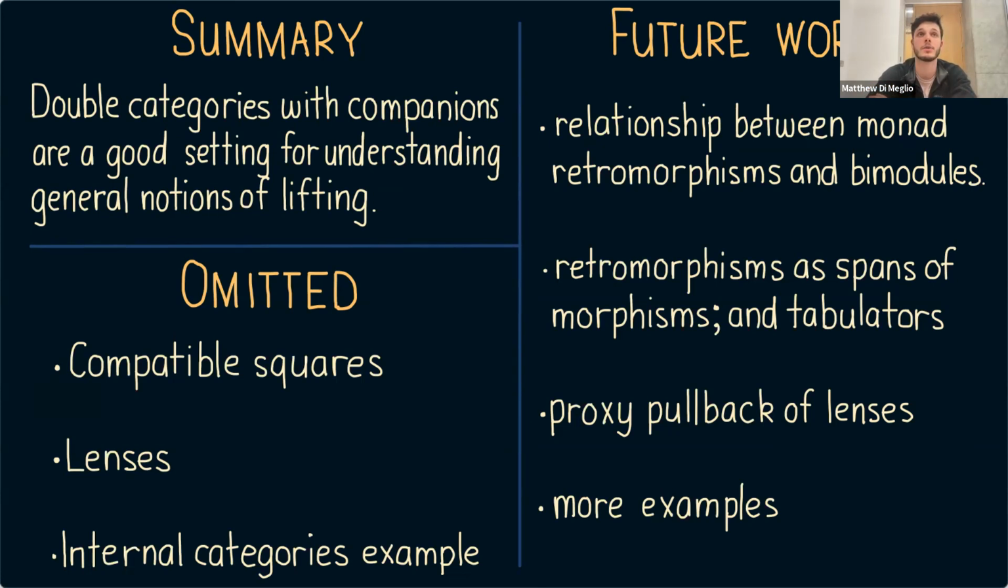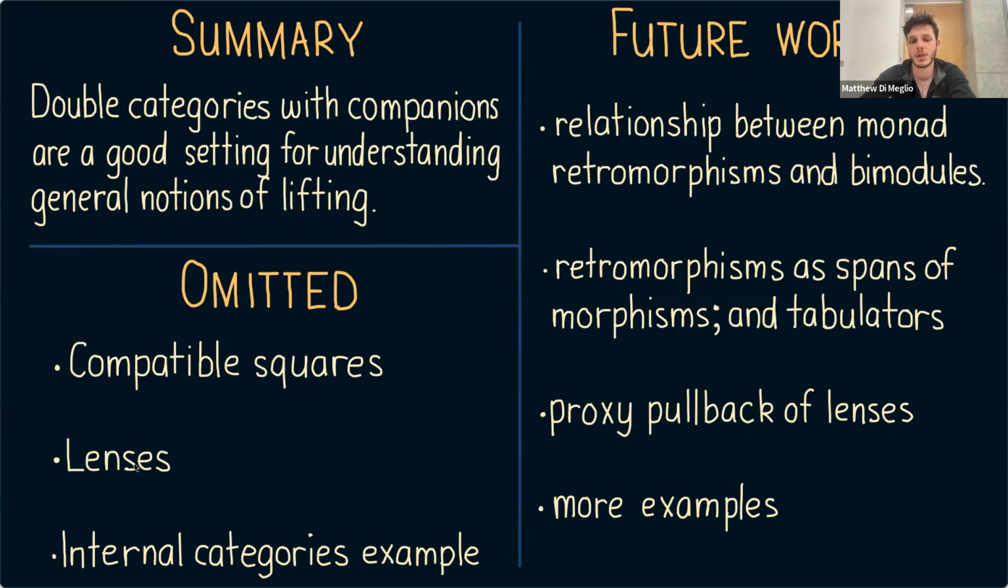What I didn't get around to talking about today is that there's another notion of cell to form another double category whose arrows are monad morphisms and whose pro-arrows are monad retromorphisms. And these are so-called compatible squares. You should think of a compatible square as kind of like a commutativity condition for a square where you have a mixture of morphisms and retromorphisms. And with this notion of compatible square, you can define what a lens is.